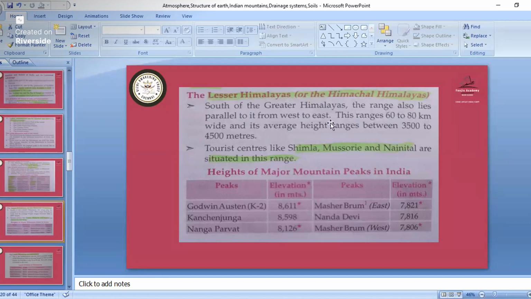Himachal Himalaya. Himachal, you will know, like we have a state named Himachal Pradesh. So in the Himachal Himalaya, important cities are Simla, Mussoorie, Nainital. In the Himachal Himalaya only, the highest peak of India is K2, Godwin Austen. So this is the highest peak of India, and that is in the Himachal Himalaya.